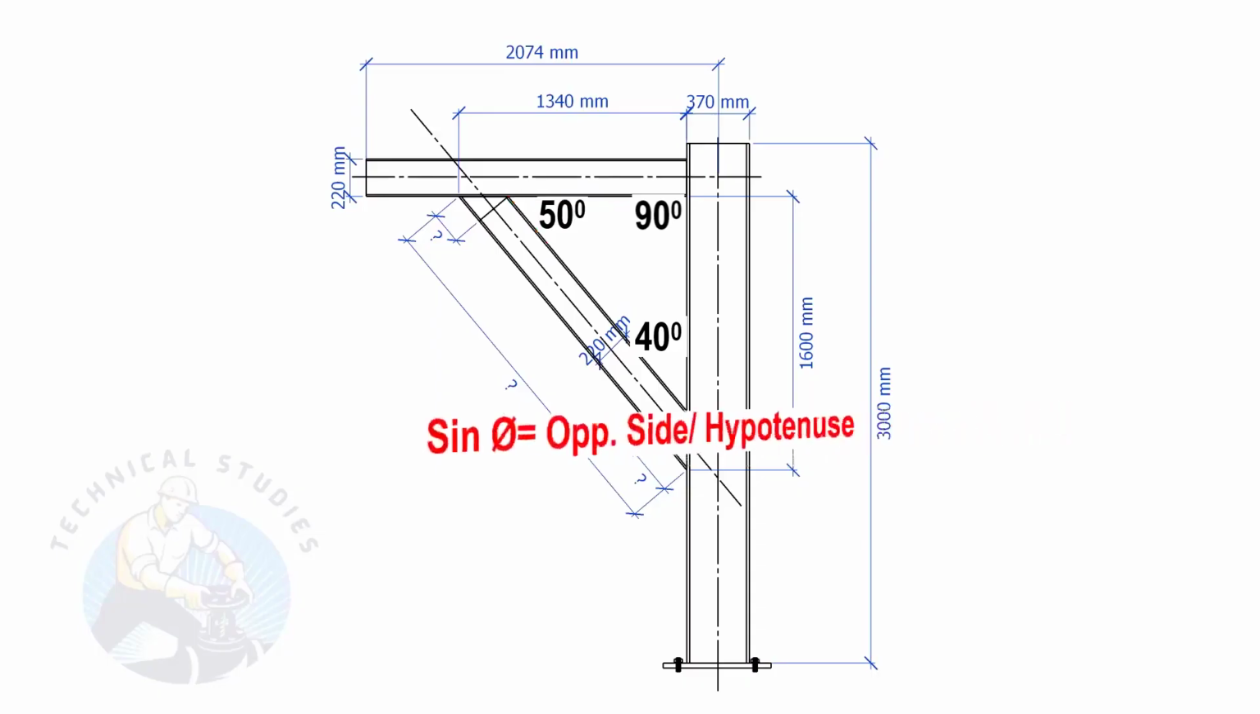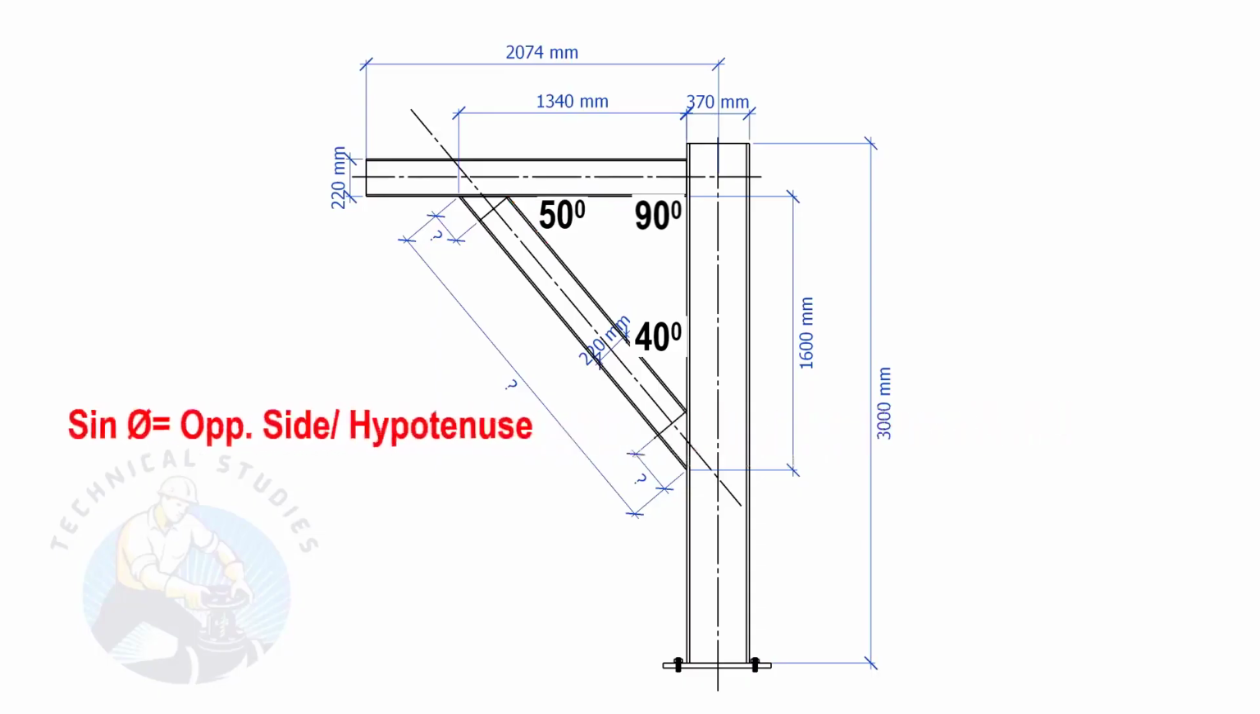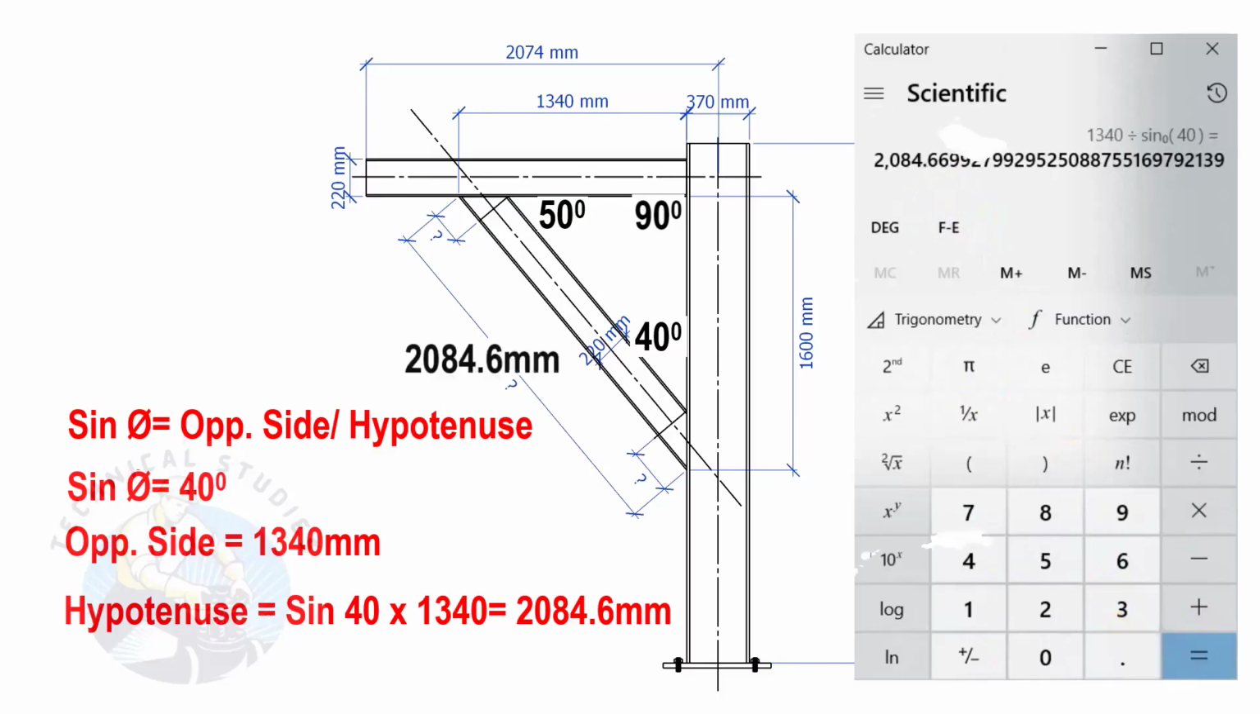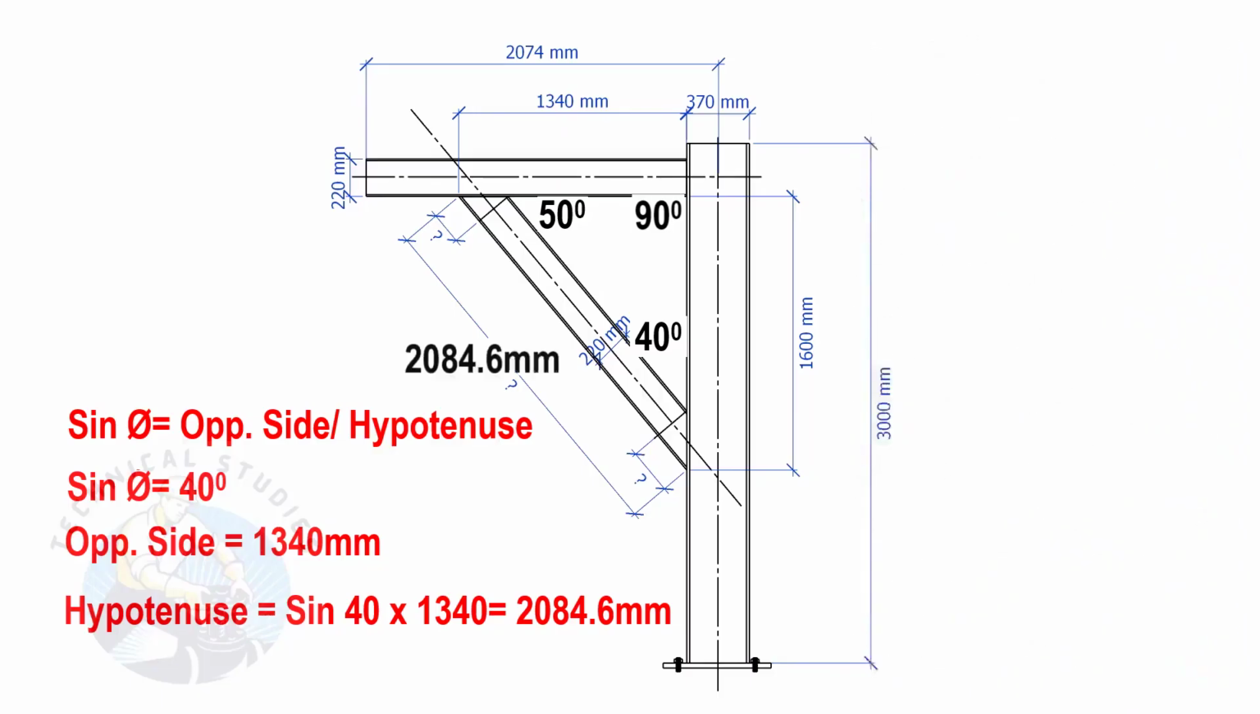Let us apply the sine formula. Sin θ equals opposite side divided by hypotenuse. Sin 40 degrees, opposite side equals 1340 mm. So, the length of the bracing is 2084.6 mm.